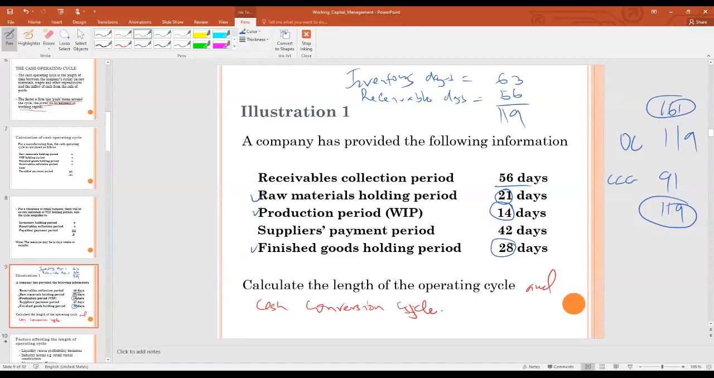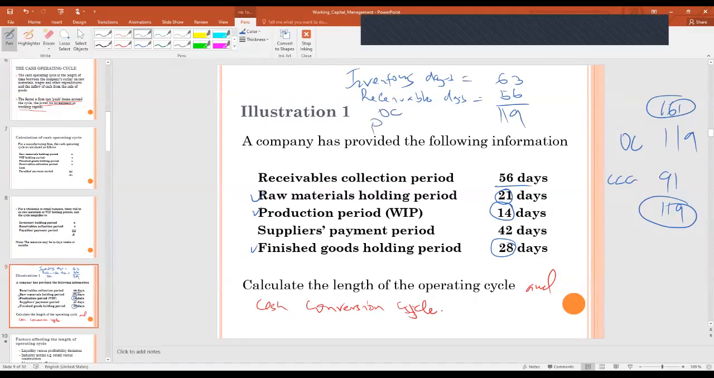If you less payable, this is the operating cycle. If we less the payable days, which in this case the suppliers' payment period is here, 42, then we get therefore the cash conversion cycle, which is how much? 77 days. That is the cash conversion cycle.